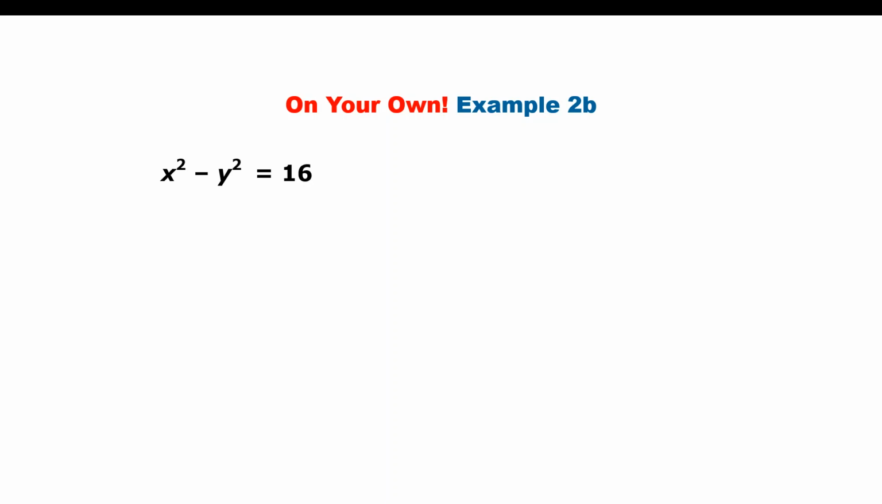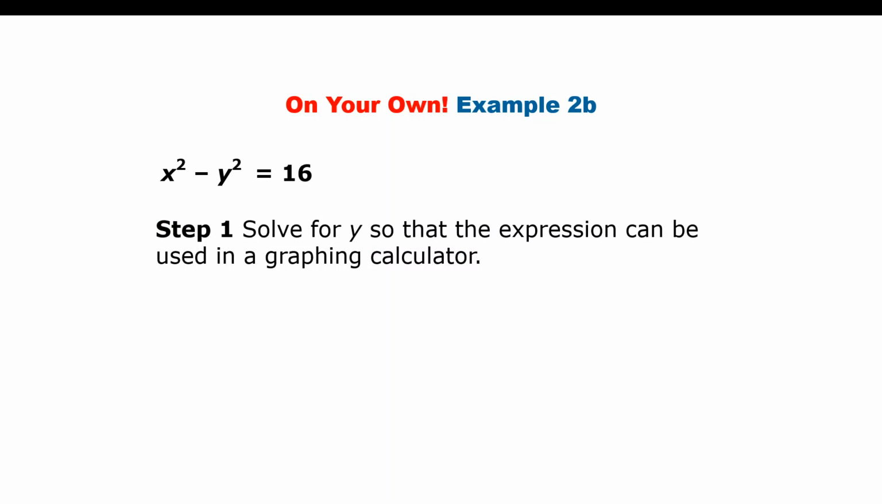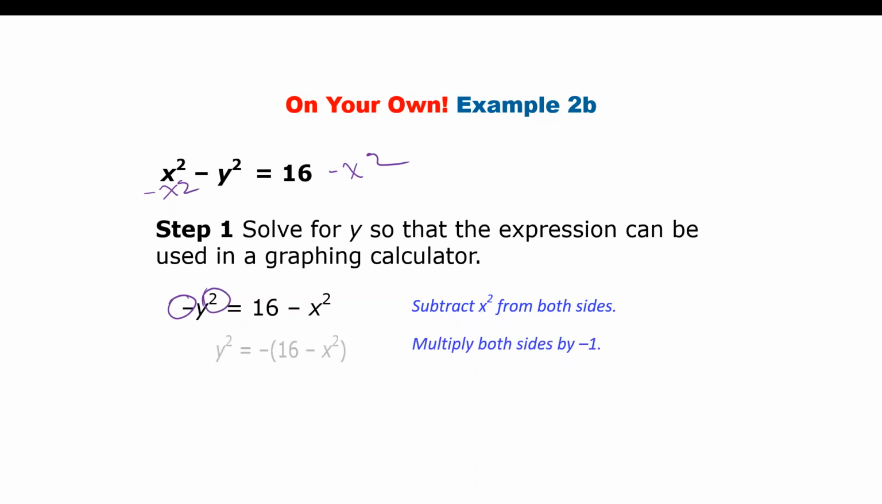Okay, so on this one, once again, the very first thing we need to do is solve for y so that the expression can be used in your graphing calculator. This one, I would do it a little bit differently. So let's see, subtract x squared from both sides. And now we still have 2 problems that we have to take care of, that negative and the square. So let's multiply both sides by -1. And then the next thing we want to do is distribute that -1 to everything, so make sure you remember that negative goes to both of these pieces, which gives us this format here.